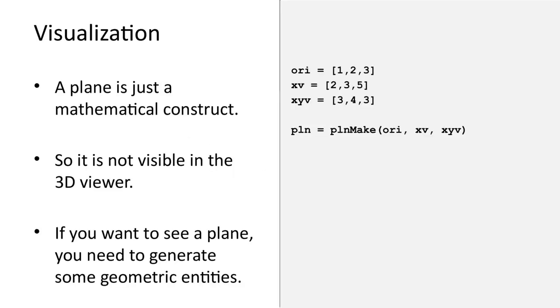Since planes are not geometric entities, they are not visible in the Mobius viewer. So when you create a plane, you will not see anything in the viewer. This is similar to rays. However, sometimes it is useful to be able to see planes. It can help to better understand what is happening and to verify that the planes are actually in the correct location and orientation.